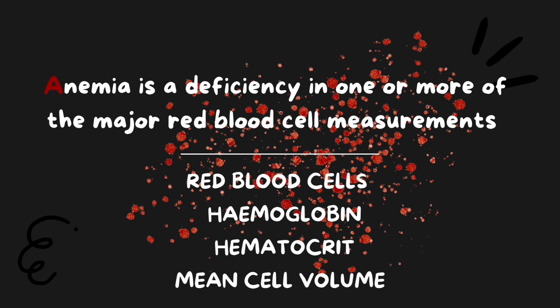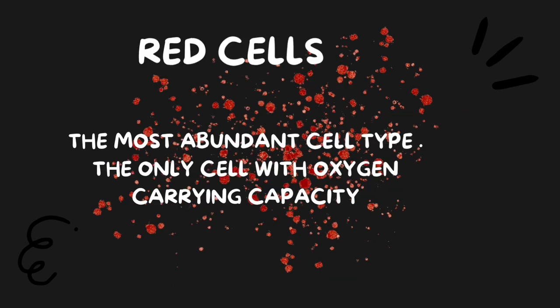So like I said, it is a deficiency of one or more of the major red blood cell measurements, of which there are four: the red blood cells themselves, the hemoglobin, the hematocrit, and the mean cell volume. The first is the red blood cells. The red blood cells are the most abundant blood cells in the body, and they have the ability to carry oxygen. You will get to understand further as we go.